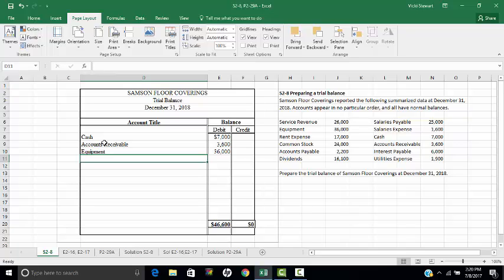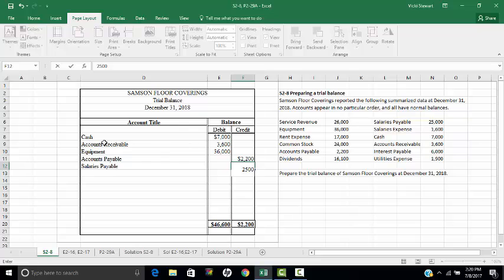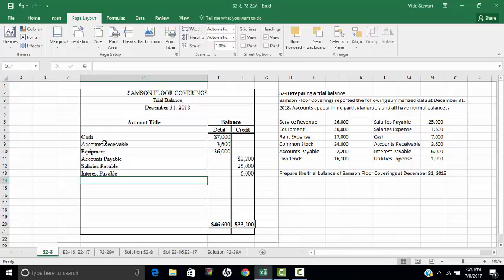So we're going to start with our liabilities. You can do the liabilities in a different order, but it's usually a good idea to keep them like they would be on the balance sheet, and those would usually be the same way in the general ledger. We would start out with accounts payable, and that is a normal credit balance. Next would be salaries payable, $25,000, normal credit balance. And then the last one is interest payable, and that has a normal credit balance, and it's $6,000. So that was all of our assets and all of our liabilities.